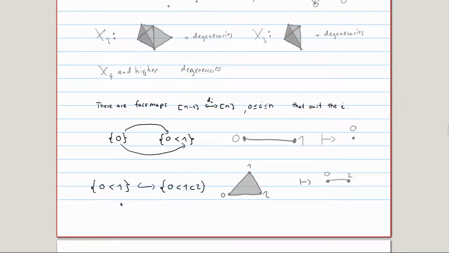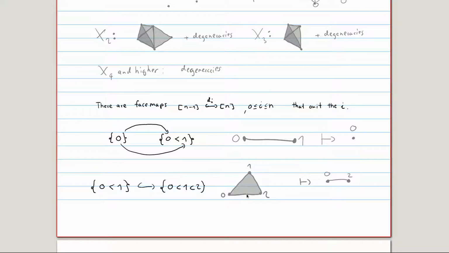And similarly, for n equals 2, we've got this triangle, and the face map tells us that, given this triangle, if we omit the 1, let's say, then we get this line consisting of the vertices 0 and 2 in this line over down here.